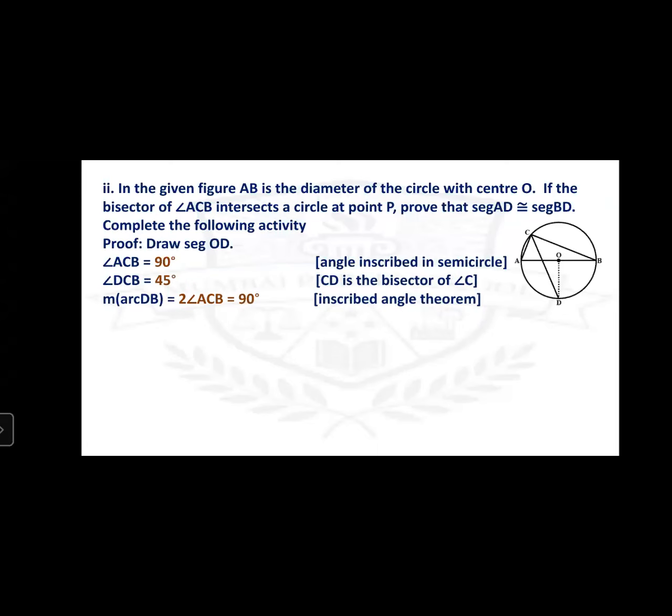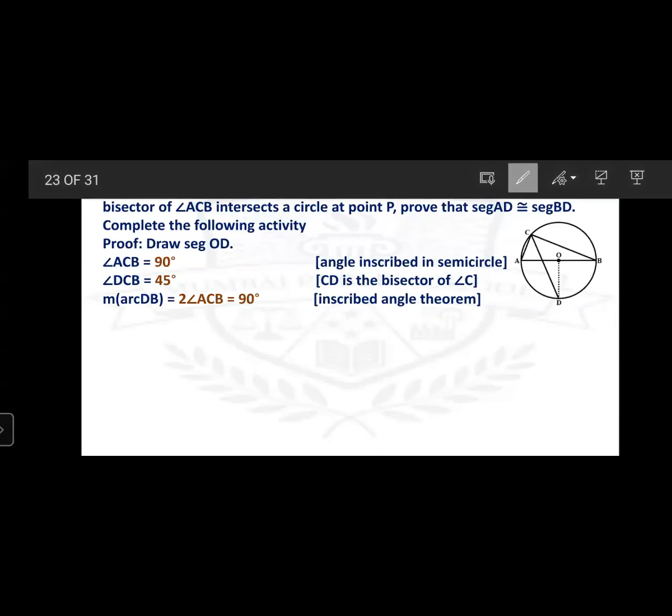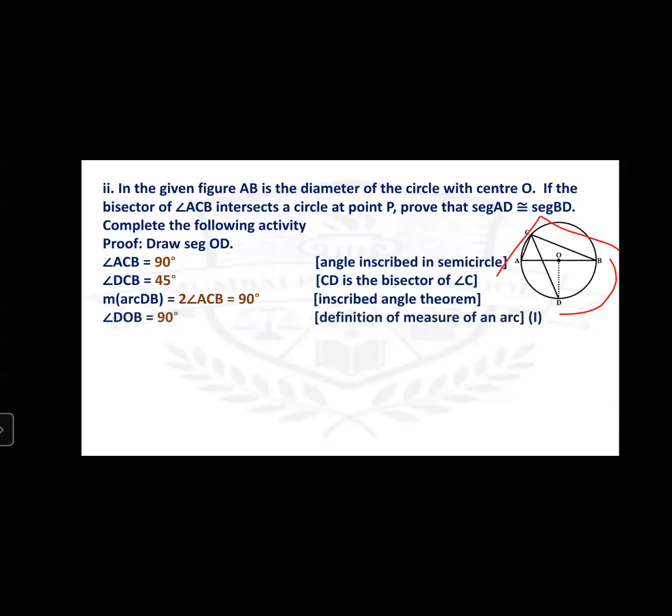Now the measure of arc DB. See, this arc DB is double of this angle. The measure of arc DB is double of angle ACB. Okay, so that is the inscribed angle theorem. Now next, angle DOB. Again, angle DOB is 90 degrees, by the definition of measure of an arc.